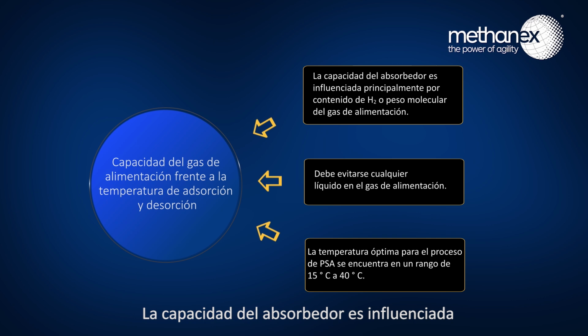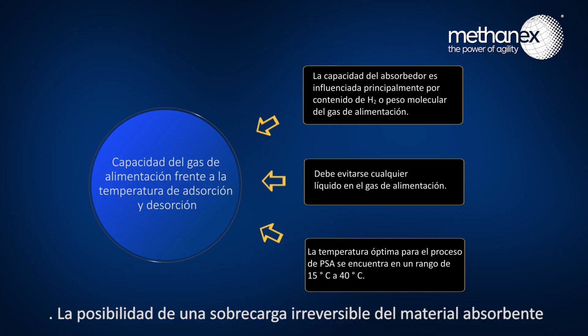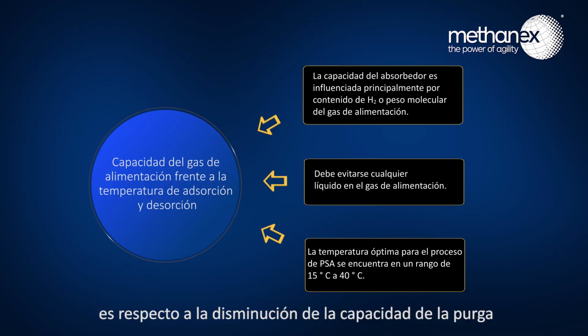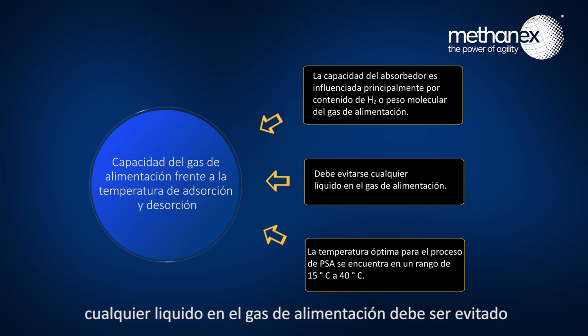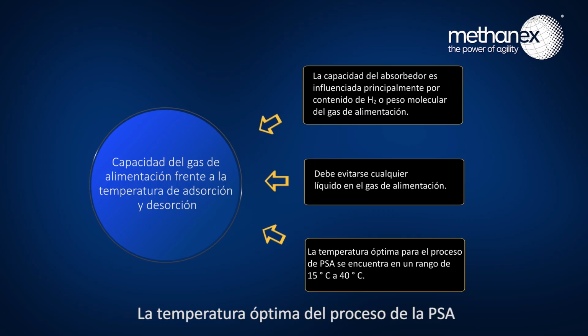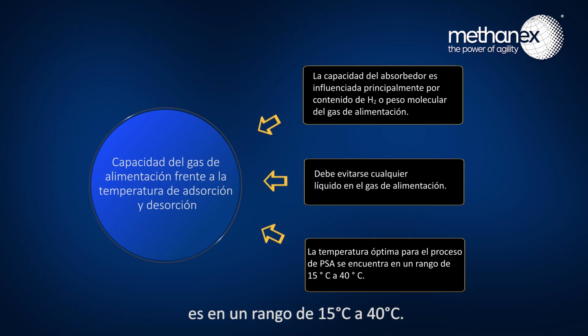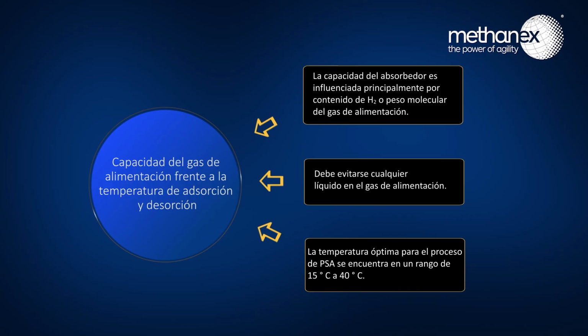The adsorber capacity is influenced mainly by H2 content or by molecular weight of the feed gas. There is a possibility of non-reversible overload of adsorbent materials, with respect to decreased purgeability of that component in upper layers. In addition, any liquid in the feed gas must be avoided because liquid would damage the adsorbent material. The optimum temperature for the PSA process is in a range of 15 degrees to 40 degrees. Higher temperatures are permissible, but increased temperature reduces the adsorbent capacity.